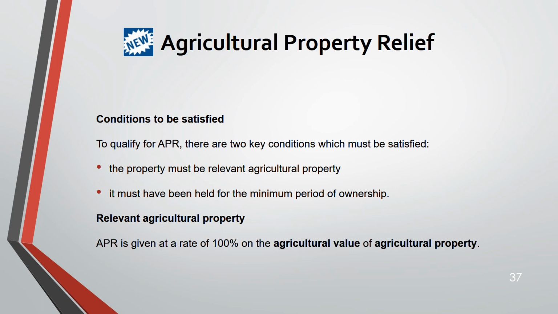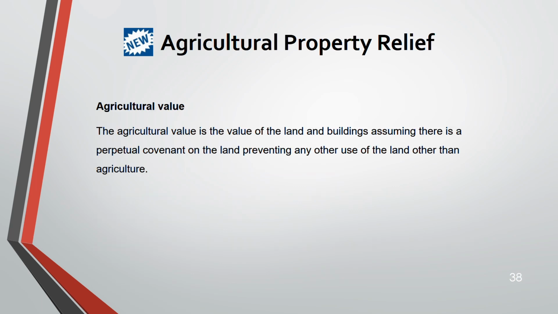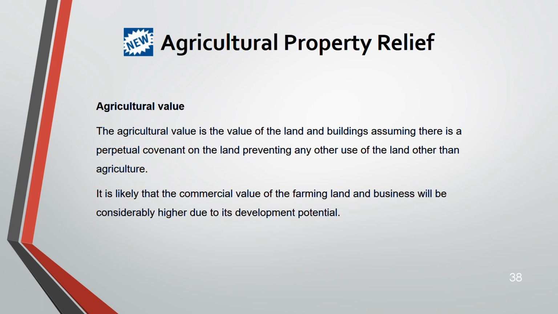Relevant agricultural property. So APR is given at 100% on the agricultural value of the agricultural property. What is agricultural value? It is the value of the land and buildings, assuming there is a perpetual covenant on the land prohibiting any other use of the land other than agriculture. That means there is a covenant saying this land can only be used for agriculture. Then that is known as agricultural value. Because sometimes land could be used for commercial reasons also, right? Or land could be partially commercial, partially agricultural. So only the agricultural part is applicable for APR.